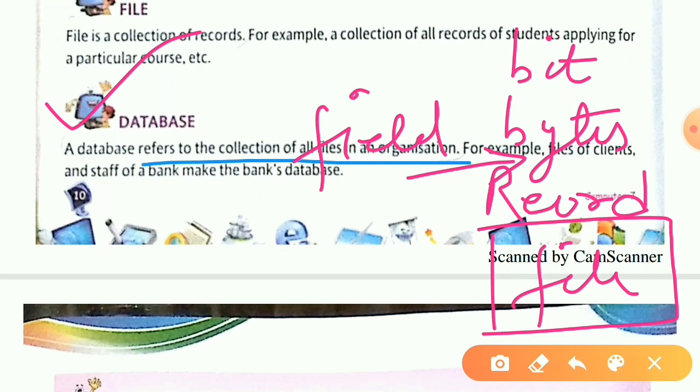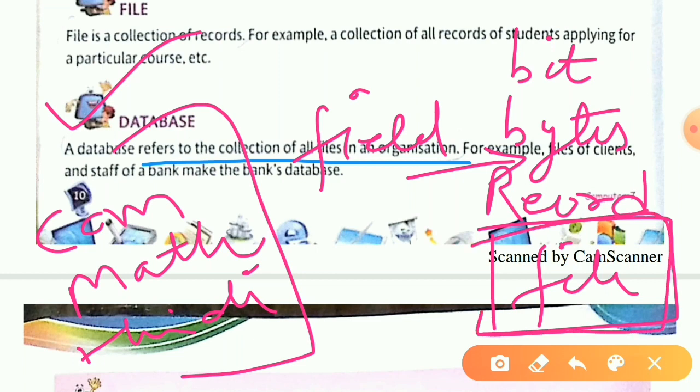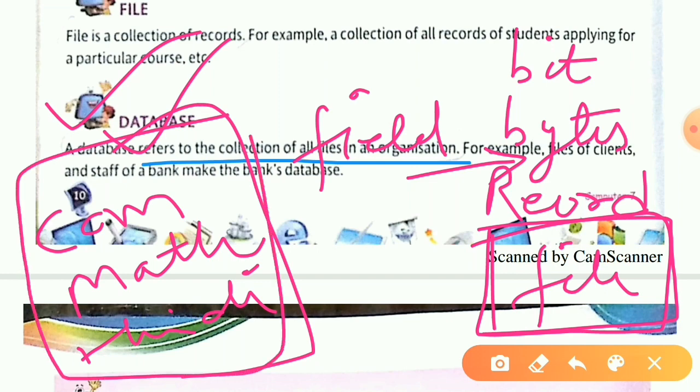In your day-to-day practical life, you are learning about certain subjects. Likewise you are learning computer, at the same time mathematics, at the same time Hindi, and in your school bag you carry all those copies as well as books with you. Now the collection of all the files is basically what? Database. Now this is basically a database for you.